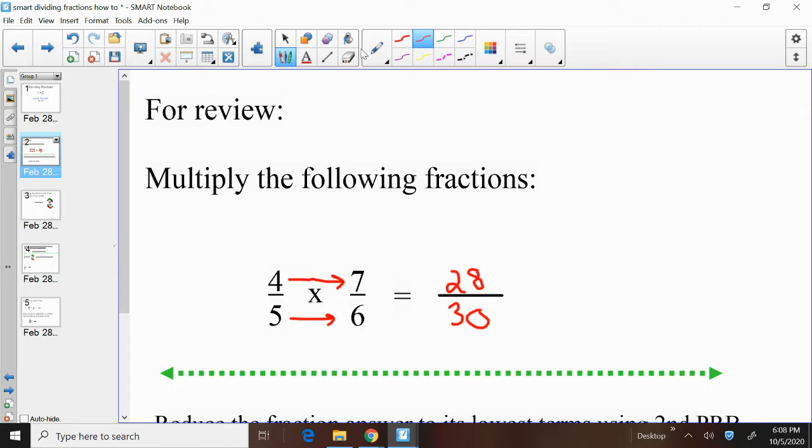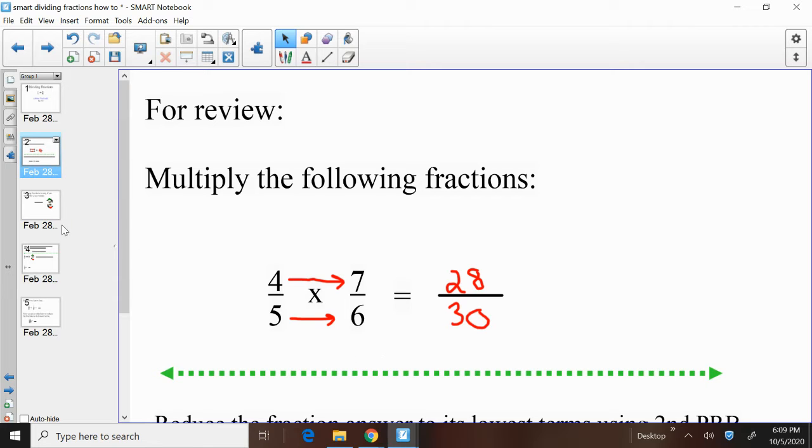Now we could reduce that to lowest terms, which we're not going to worry about right now, but just know that this isn't the final version of the fraction. It should be reduced to lowest terms, but we're not going to worry about that right now. We're just going to take a look at the procedure for dividing fractions. And like I said, multiplying fractions is important to be able to do that.